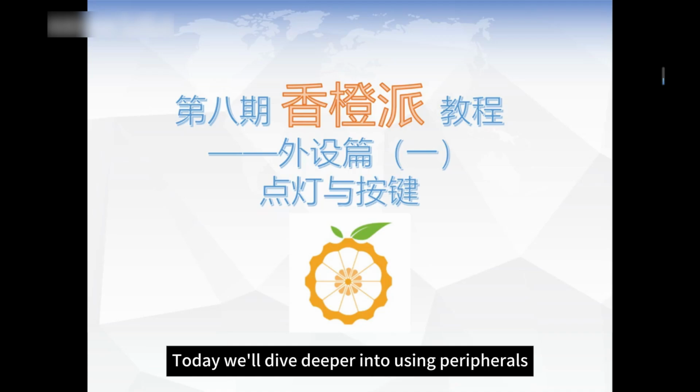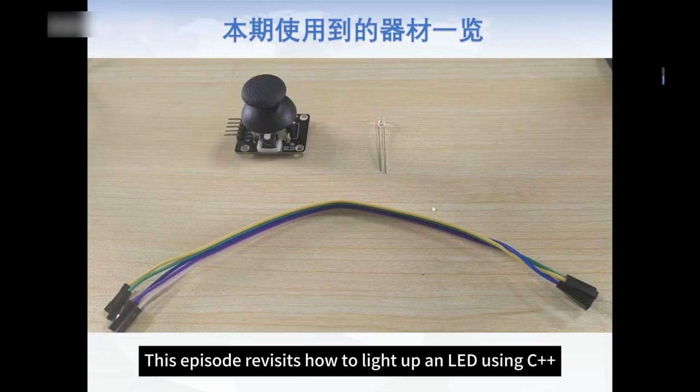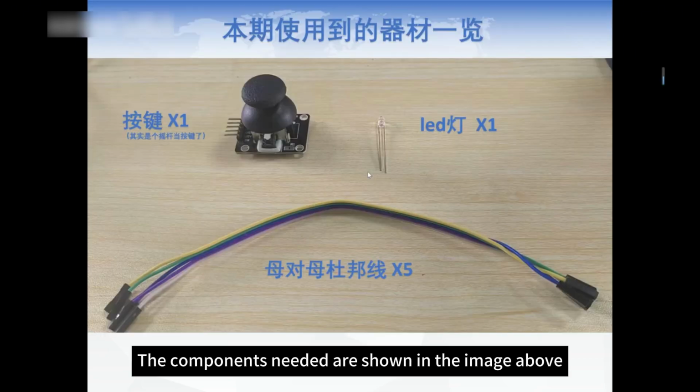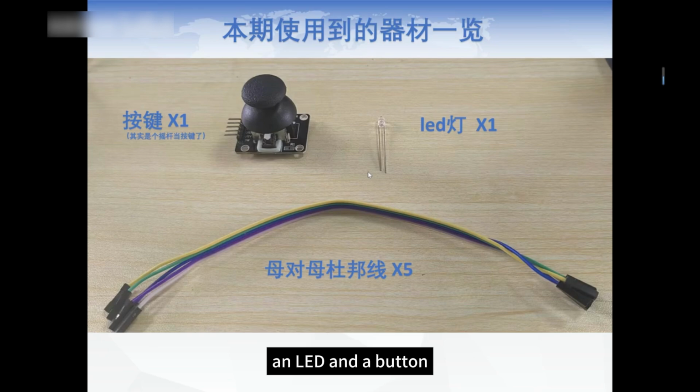Today we'll dive deeper into using peripherals. This episode revisits how to light up an LED using C++, and how to handle button inputs. The components needed are shown in the image above, an LED and a button.